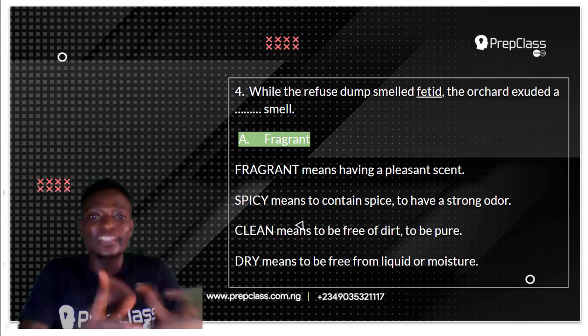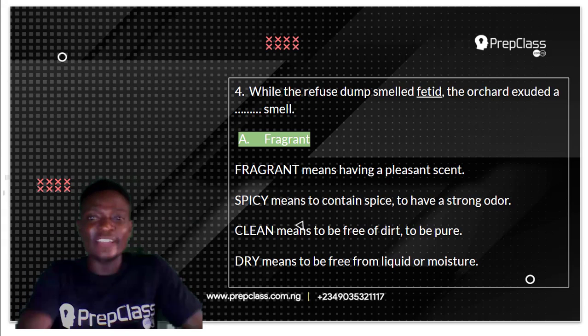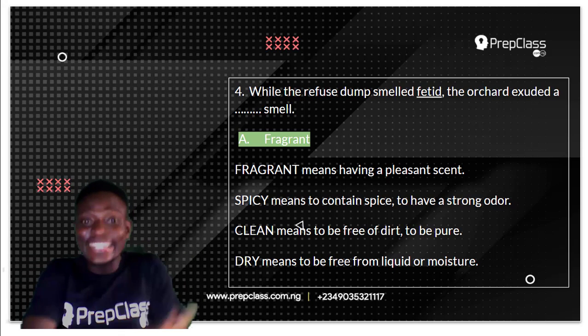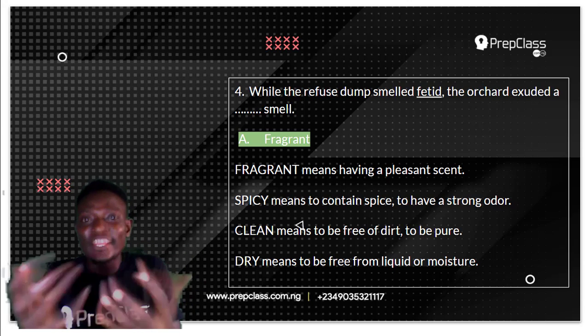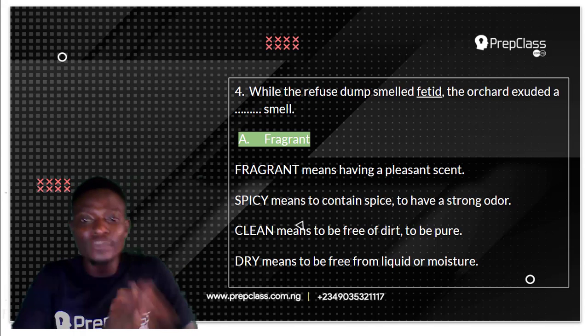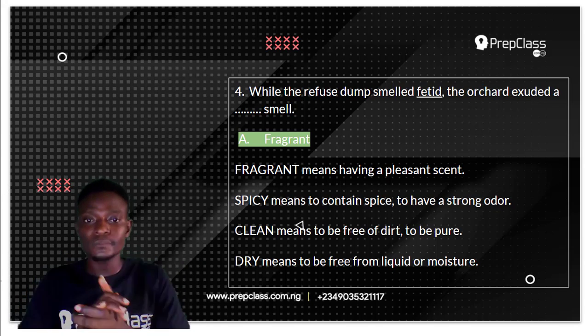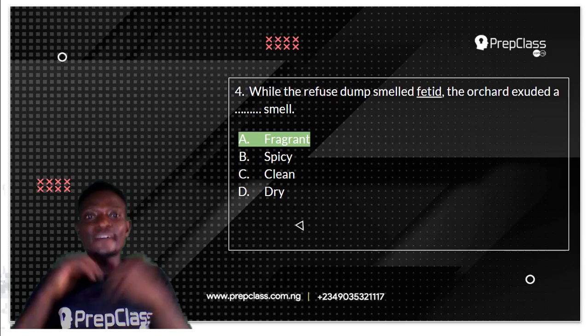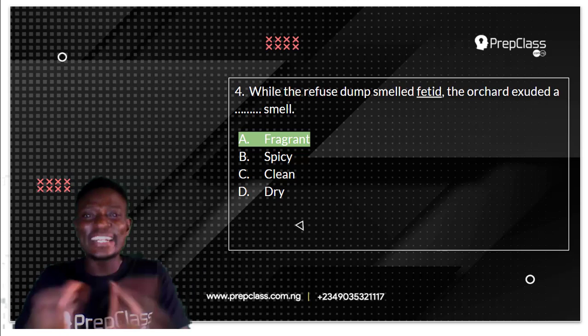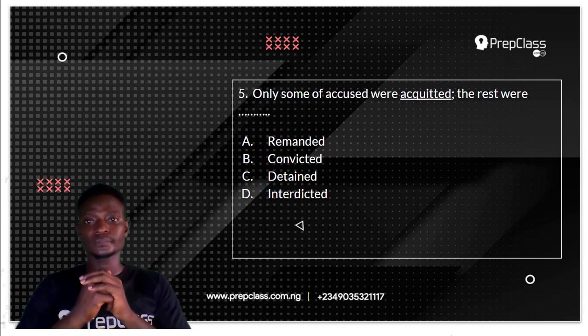Now, it is not spicy, because spicy means to contain spice or to have a strong odor. It is not clean because the word clean means to be free of dirt or to be pure. Now, it is not dry because dry means to be free from liquid or moisture. The answer to this question is fragrant. While the refuse dump smelled fetid, the orchard exuded a fragrant smell.